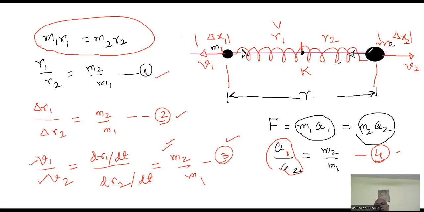Nobody from outside forces the masses to move out. The spring is pushing M1 to go this way and pushing M2 to go that way, and the spring is internal to the system. So the center of mass will remain at rest and won't be moving. The masses will move in such a way that the ratio of their displacements, the ratio of their velocities, and the ratio of their accelerations, because the same spring force is pushing M1 and M2, will always be M2 by M1.